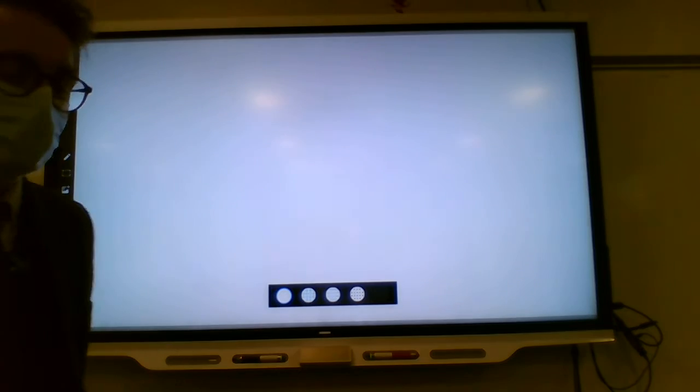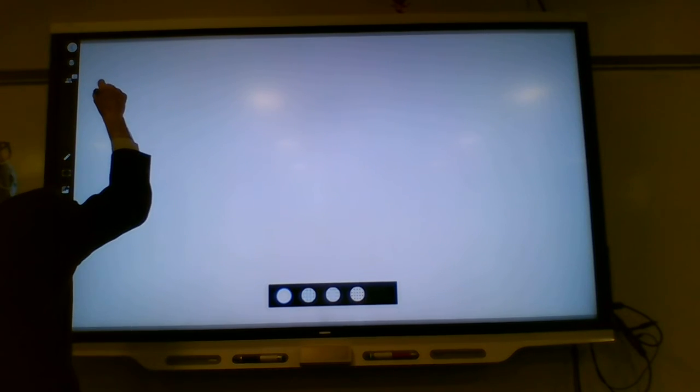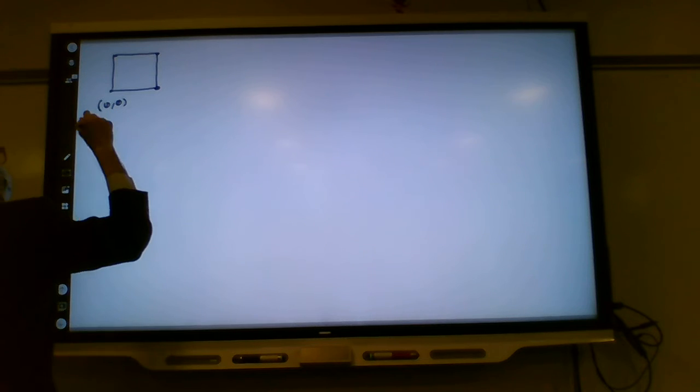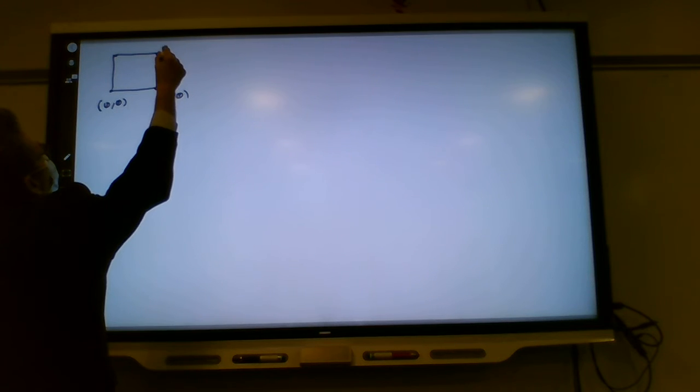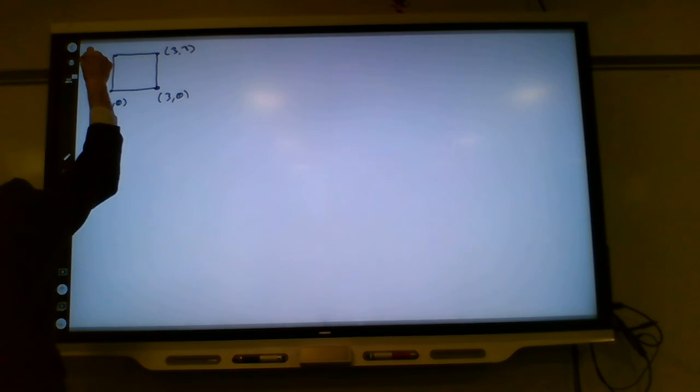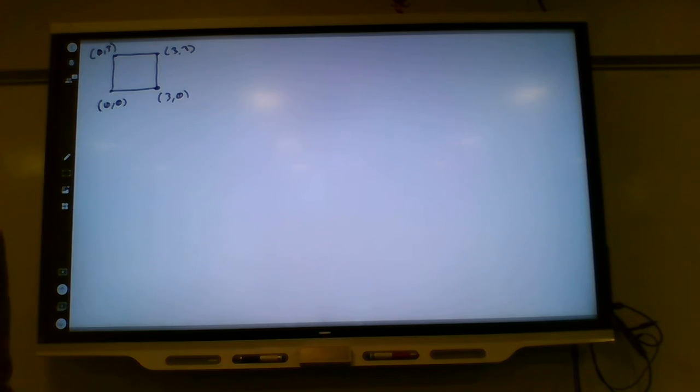So let's look at one of those examples. Let's apply something more generally. Let's say we have a square. And let's put the origin in the bottom left-hand corner of the square. And let's say this is the point 3, 0. What's the upper right-hand corner then, if it's a square? The upper right-hand corner is 3, 3. And the upper left-hand corner is 0, 3.